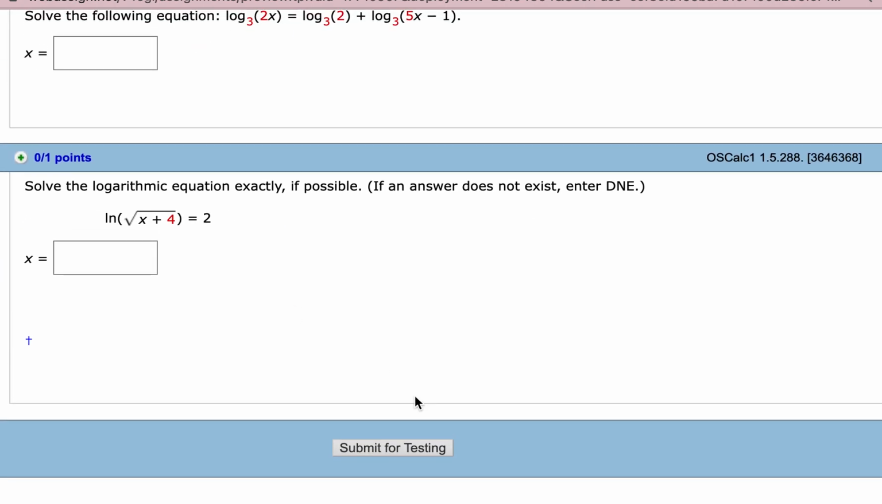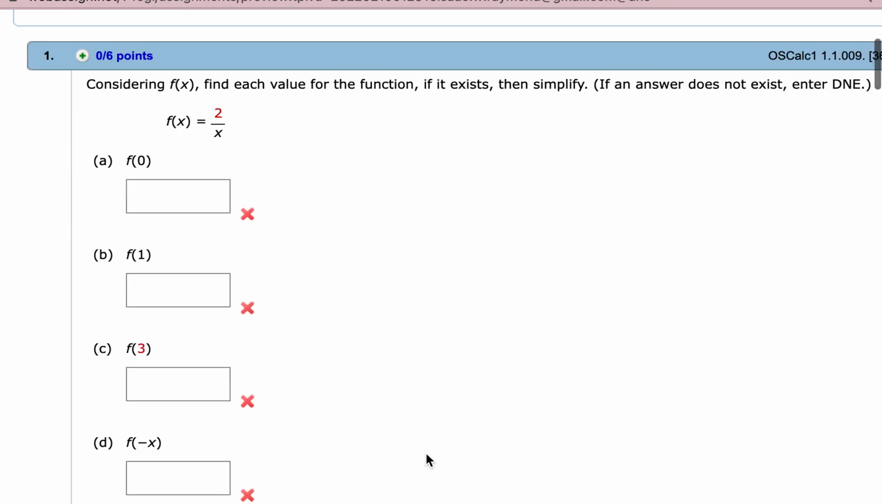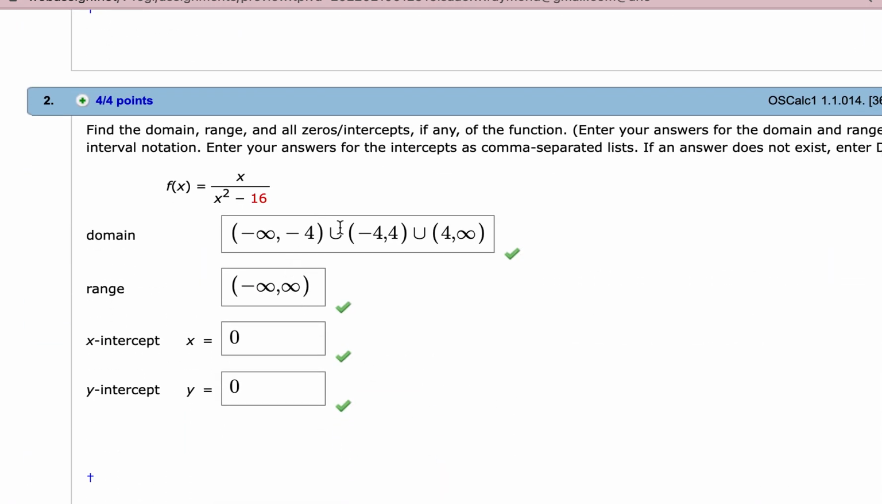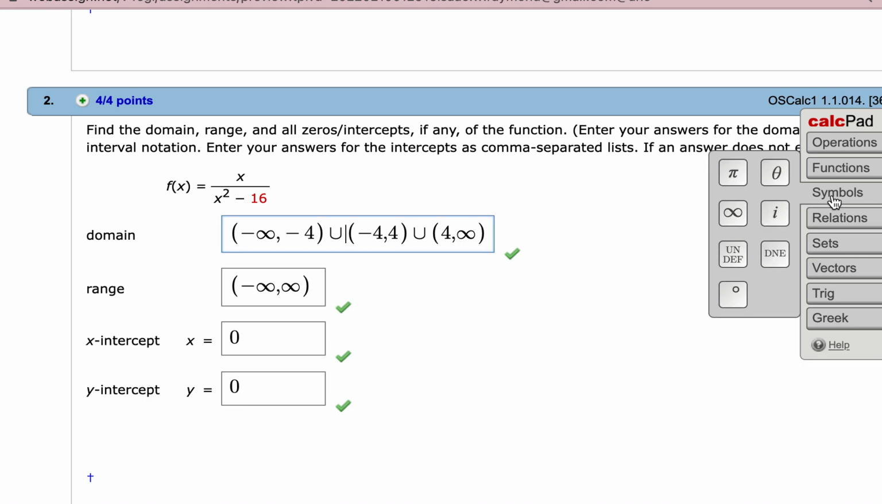Okay, let me just test that. Make sure WebAssign likes it. Yeah, okay. So that's the big thing, is that union operator. You can't use the letter U on your keyboard. You got to use WebAssign's, under sets. There's union.